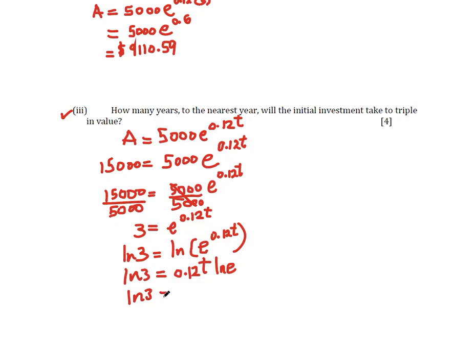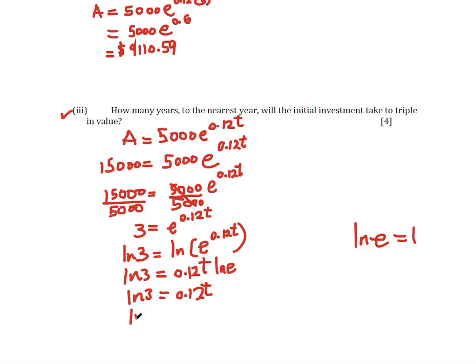ln 3 would be equal to, now ln e by definition is equal to 1. The natural log of the natural exponential is equal to 1. So here we're going to get 0.12t multiplied by 1, which is just going to give us 0.12t, because any quantity multiplied by 1, based on the identity property, will give us back that same quantity. So we'll just be left with 0.12t here.